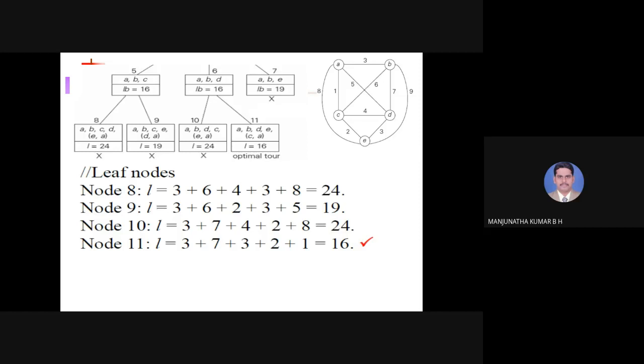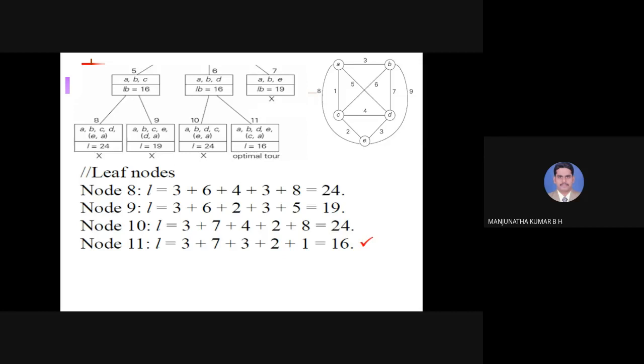After C, I should go to D only. C to D cost is how much? 4. And then after visiting D, I have to go to E. There is only one city left. D to E cost is how much? D to E cost is 3. After visiting E, I go back to A. E to A cost is 8.